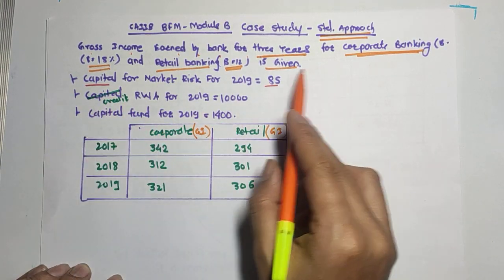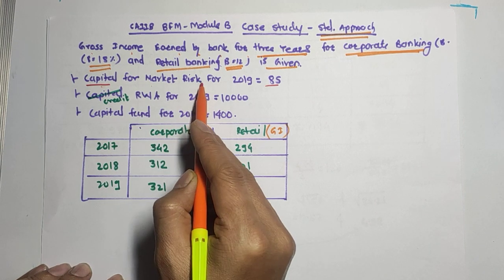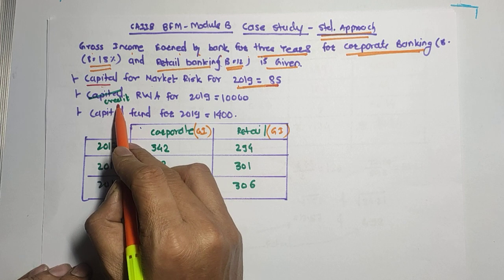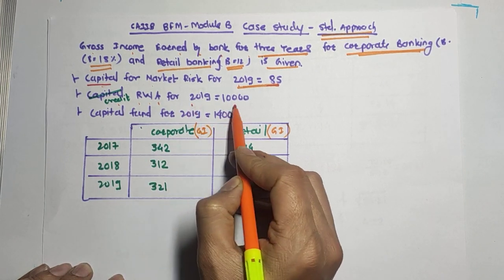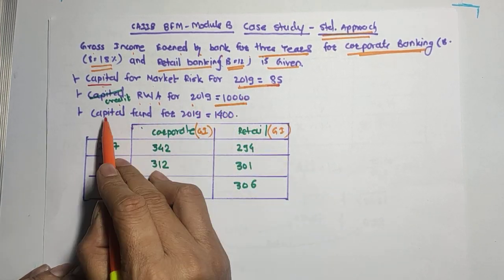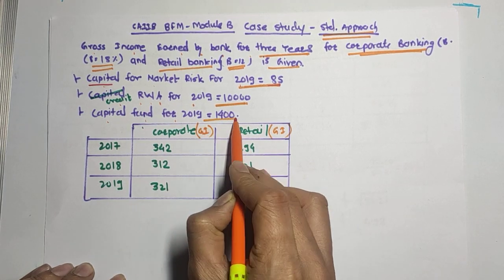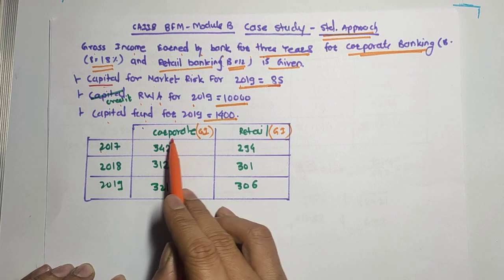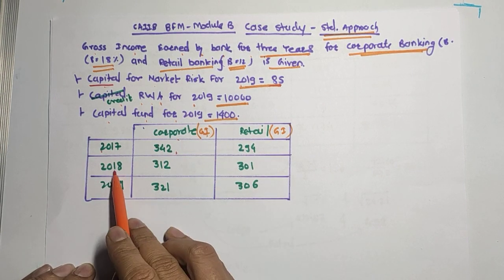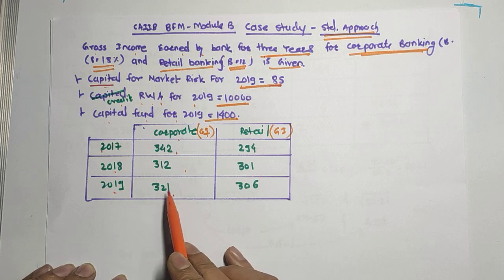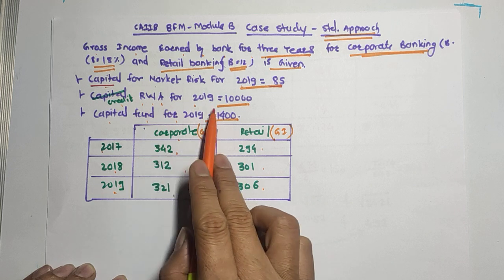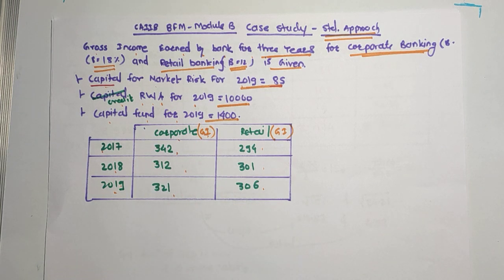And another thing they are saying: capital for market risk for 2019 is 85. The credit RWA for 2019 is 10,000. Capital fund for 2019 is 1400. So that much data they have given. For 2017, corporate gross income is 342. For 2018, for 2019. Similarly, for retail gross income they have given, and some information in the 3 lines they have given. Based on that numerical, they are asking different types of questions.